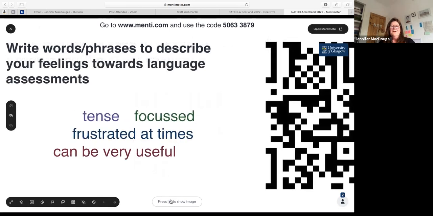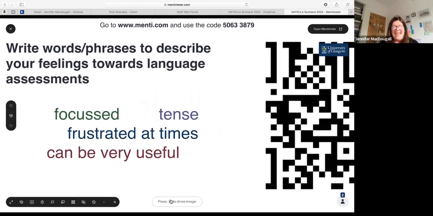Oh, there you go. Frustrated, focused, tense. Can be very useful. I wonder why the person who's written frustrated at times feels frustrated. Perhaps we'll hear about that later on. Perhaps we can come back to this.